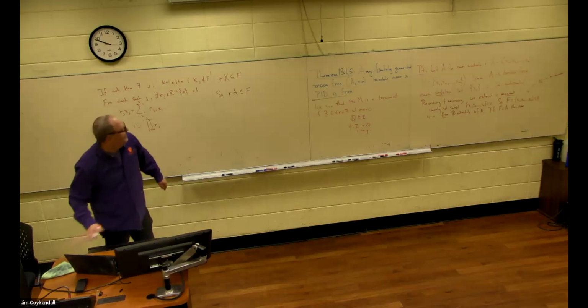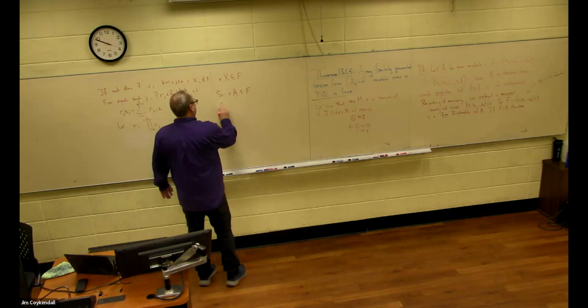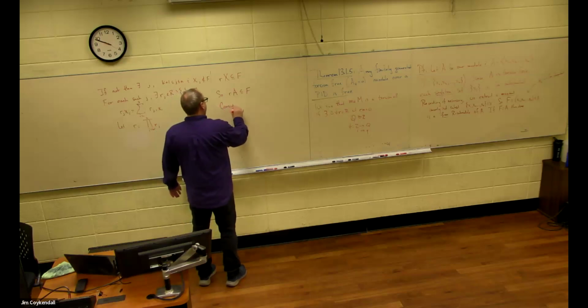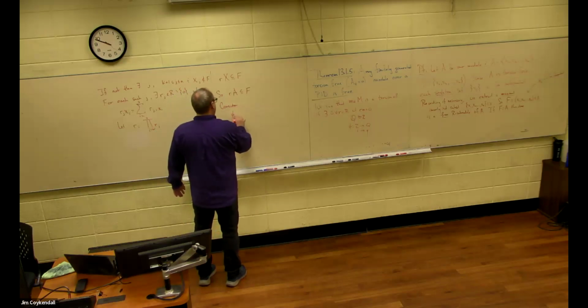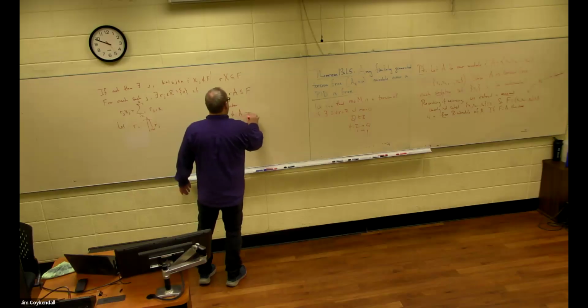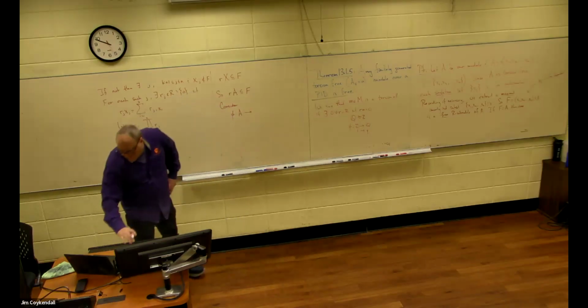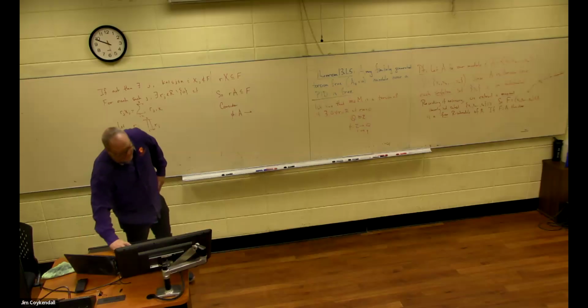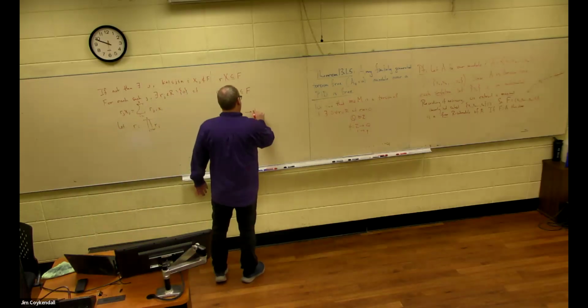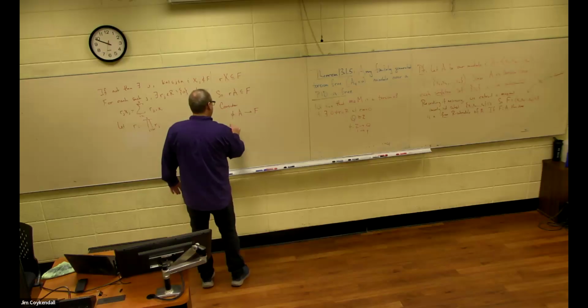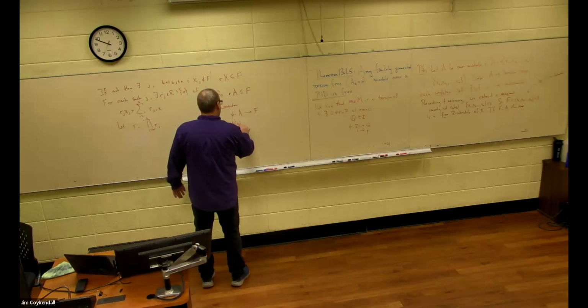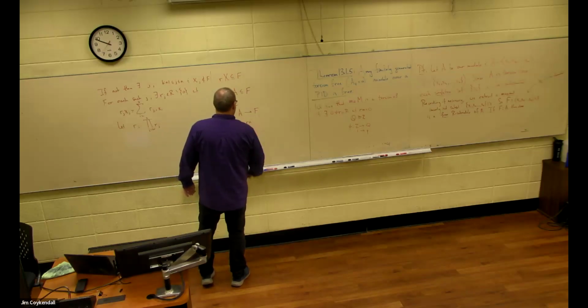So now consider phi from A into F, given by phi of a equals ra.